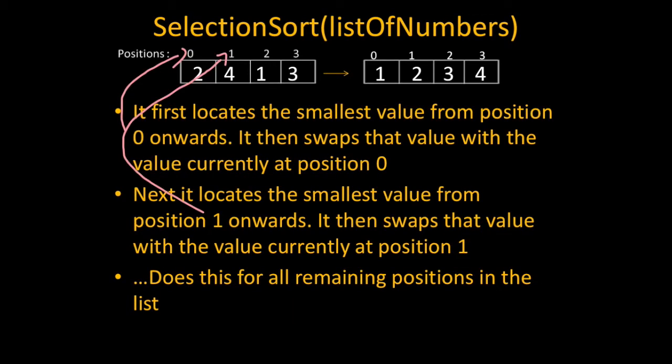So the procedure goes as follows. First, selection sort locates the minimum value from position 0 in the list onwards. It then swaps that value with the value at position 0. Next, it looks at the values from position 1 onwards in the list, takes the minimum of those, and swaps it with the value at position 1. So we'll do this for all the remaining indices in the list, and eventually it will result in a sorted list.